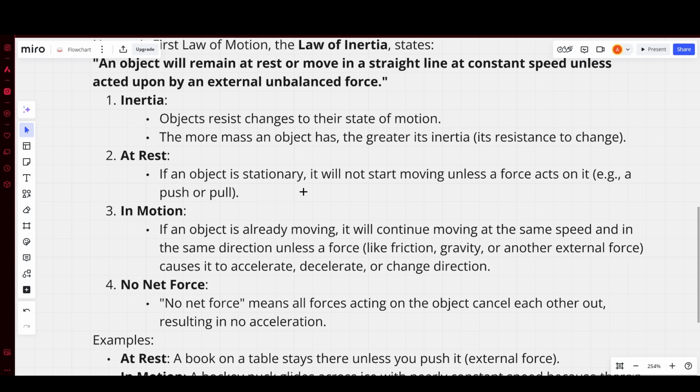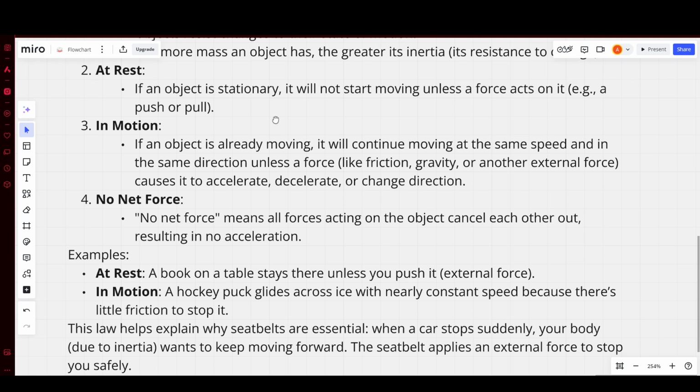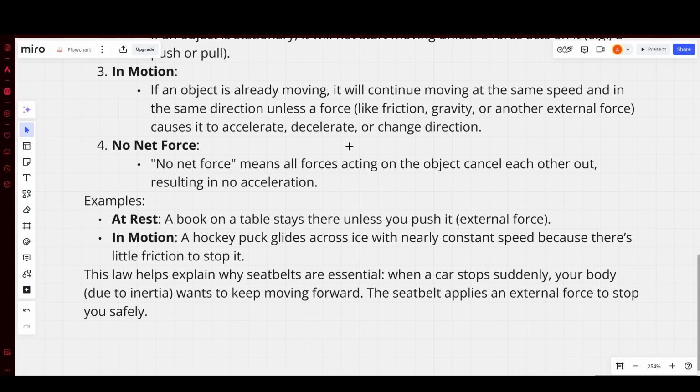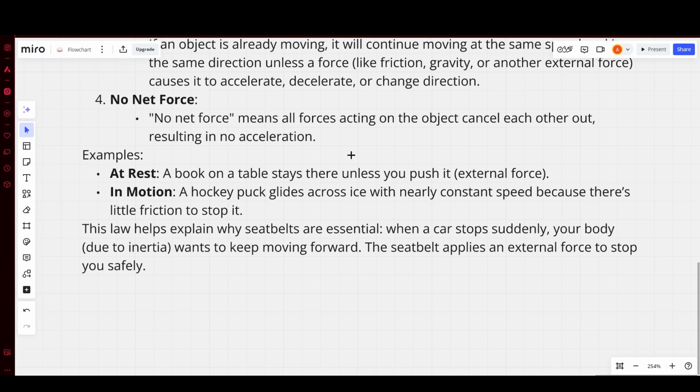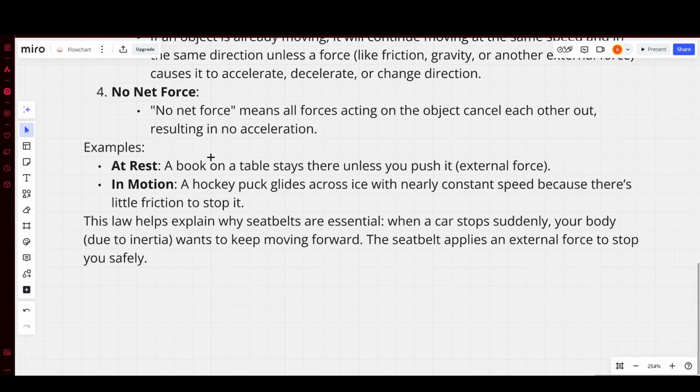So, like I said before, if an object is stationary, it will not start moving unless a force acts on it. And if it's already in motion, it's going to keep moving unless something acts on it. All this means is that there's no net force acting on the object. For example, a book on a table will stay there unless you push it. And a hockey puck glides across ice with nearly constant speed because there's almost no friction to stop it. Friction is also a force, but we're going to talk about that later.